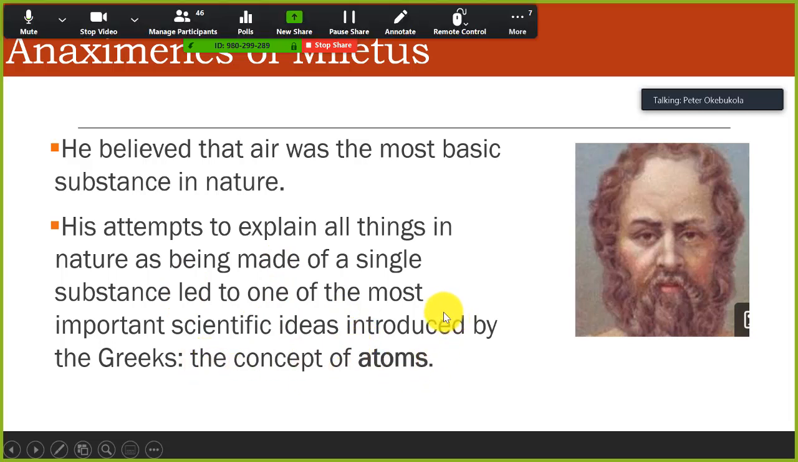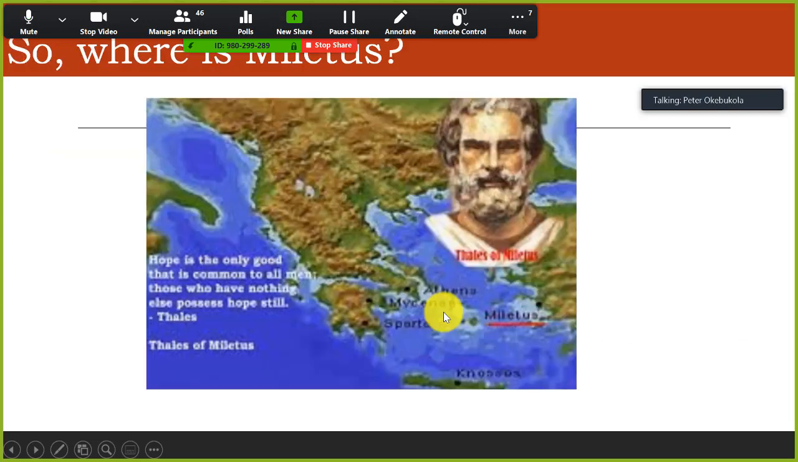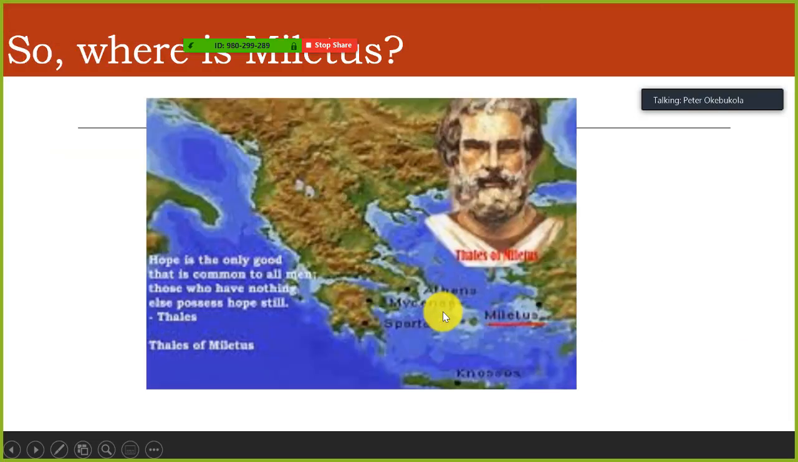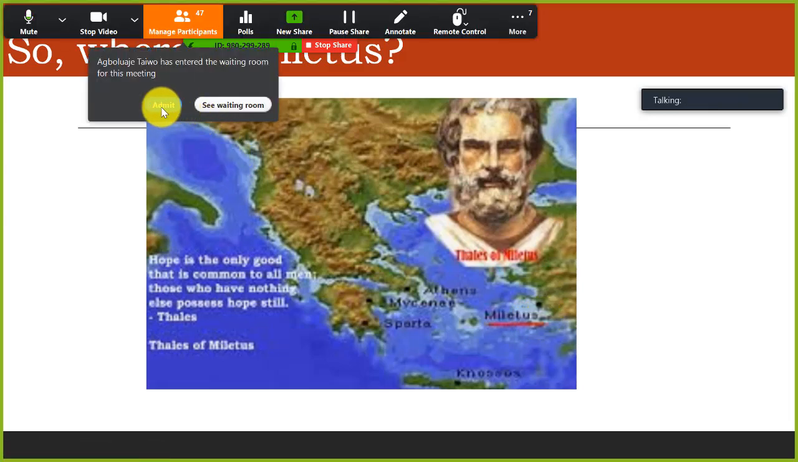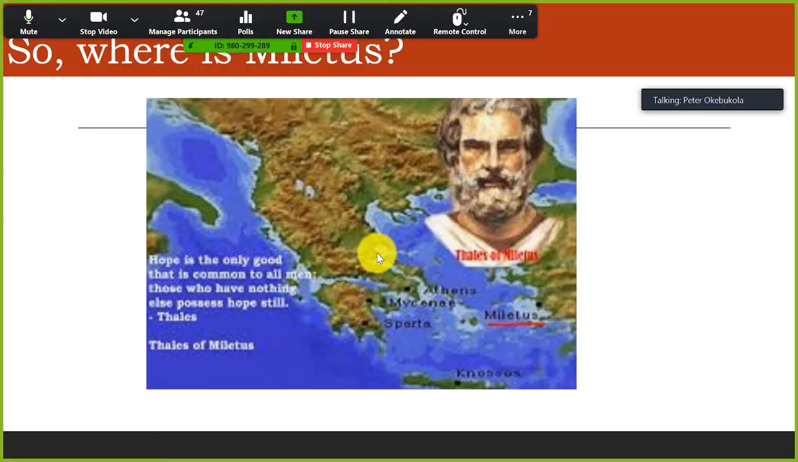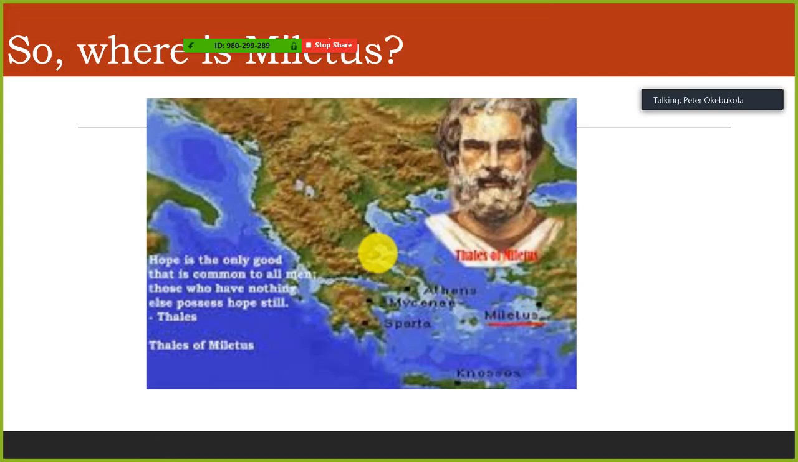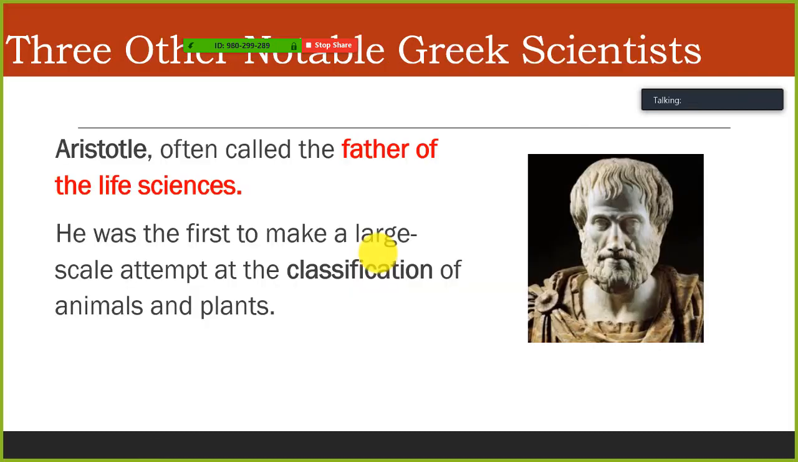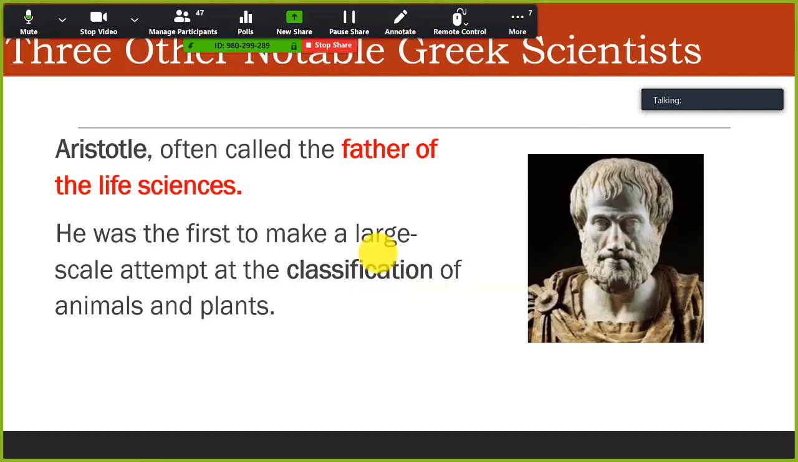I said Miletus first, Miletus second, Miletus third. So where is this Miletus, ladies and gentlemen? You want to ask. Miletus is a Greek city, by Turkey, around here. This is where it is. Miletus gave rise to several great people. And that is why we Africans should also strive hard to encourage development of great scientists. We're talking about Greek scientists, the first three.